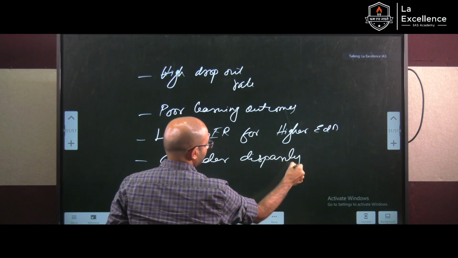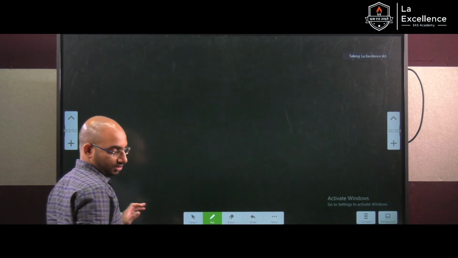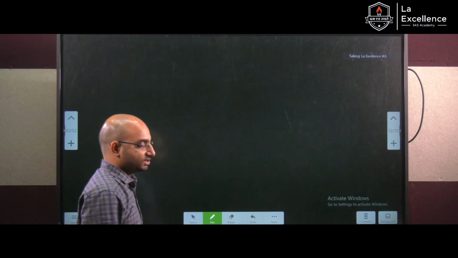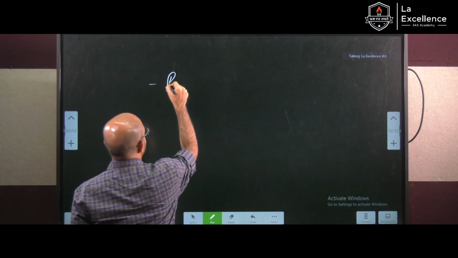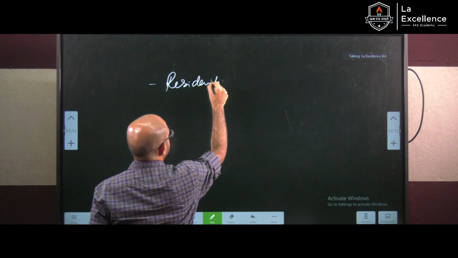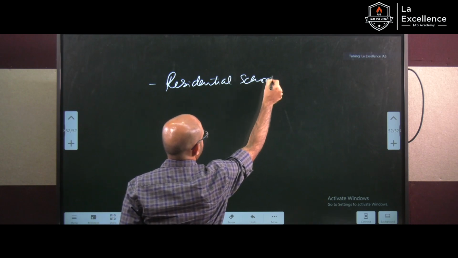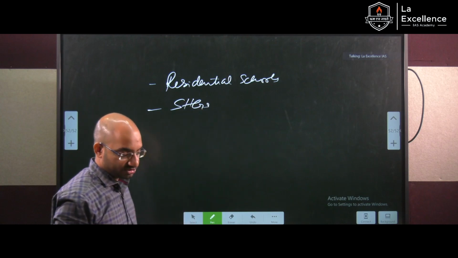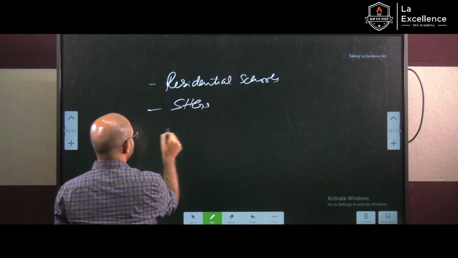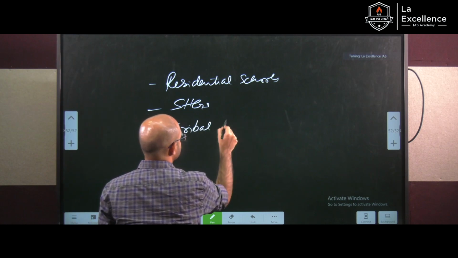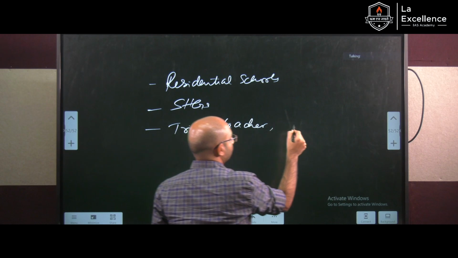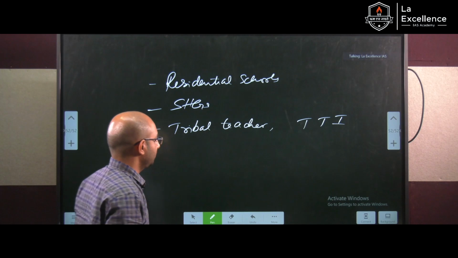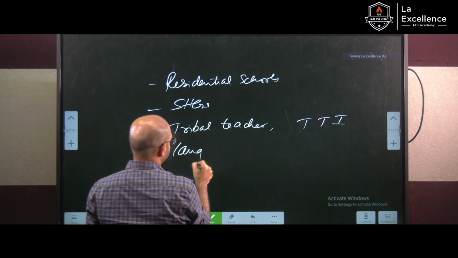How do you solve this? Again, I shared the handout which has a lot of recommendations by the Kaka committee that you can use to promote them. Increase classrooms, use residential schools, and schools can be managed by tribal self-help groups so that there is more sensitivity, and have more tribal teachers. Train more tribal teachers, and set up more teacher training institutes in tribal areas.